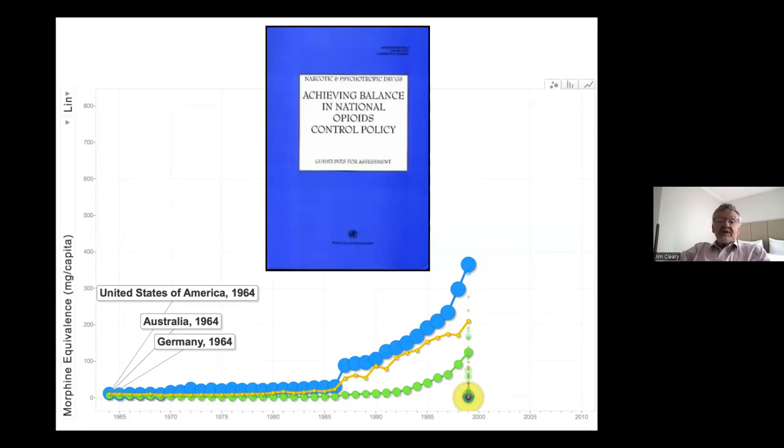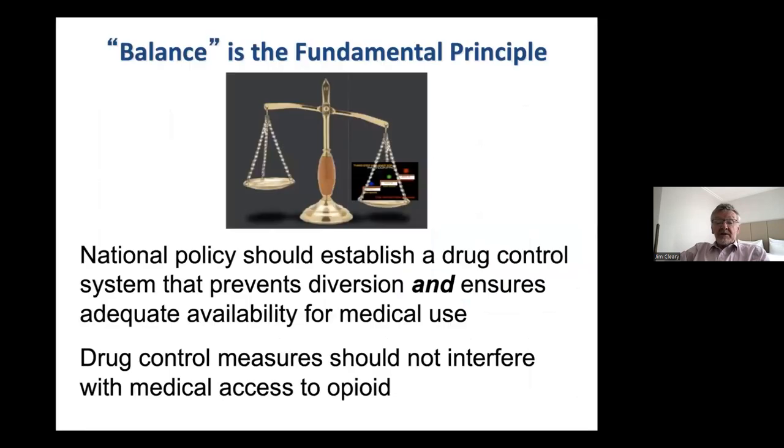The WHO put out this document, Achieving Balance in National Opioids Policies, to say this is something that we need to move forward with. And what does this really mean in terms of balance? National policy should establish a drug control system that prevents diversion and ensures access. And the WHO included the language, drug control measures should not interfere with medical access to opioids. And I'm sure you can realize, for those of you who are in India, that that is not something we can say is probably true in India at the present time.